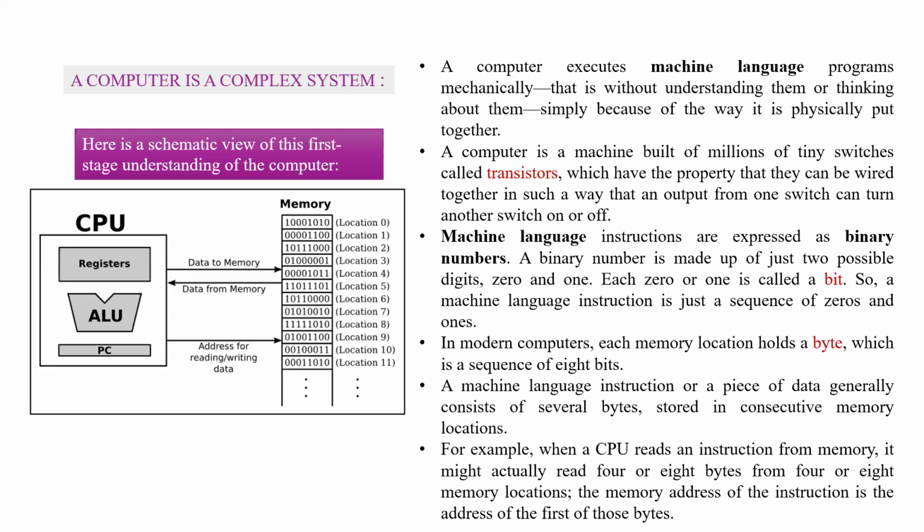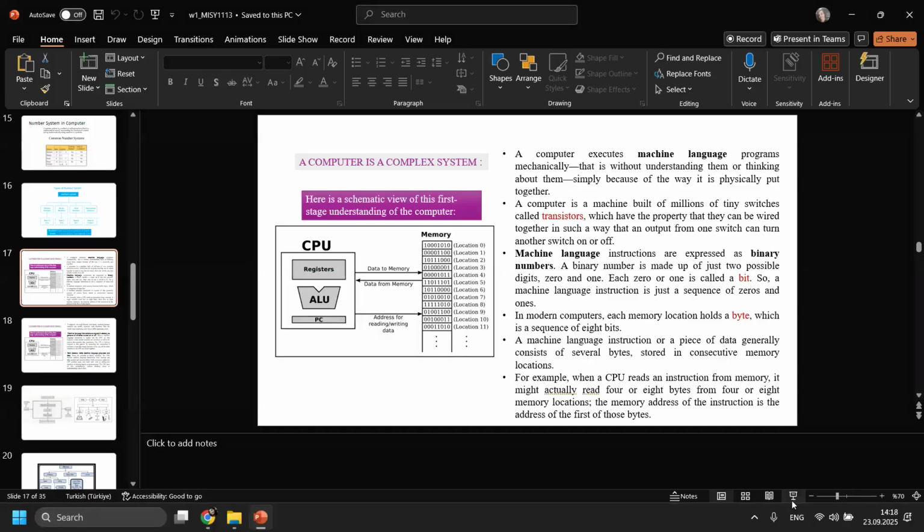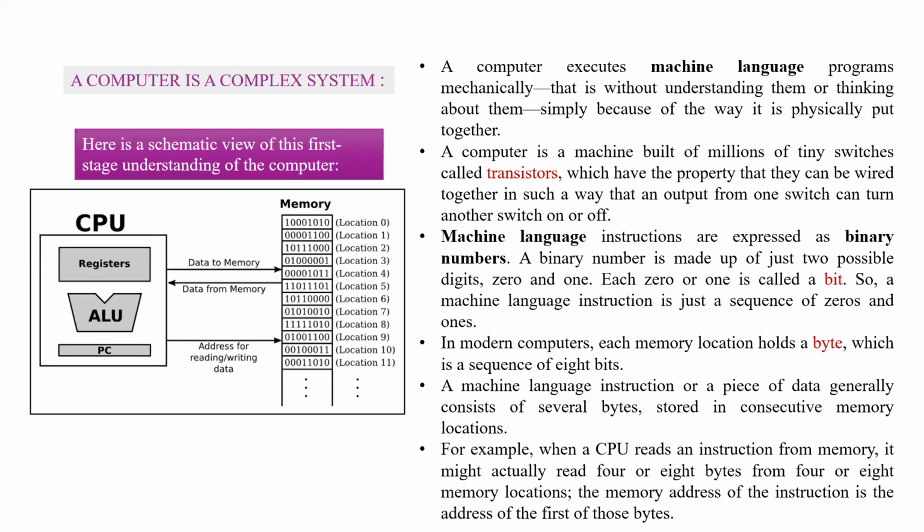So we are actually containing some electrical signals in these transistors, and then we are reading this electrical value as one on the computer side. So it means the transistor is the basic thing for us. The machine language instructions are expressed as binary numbers, ones and zeros.